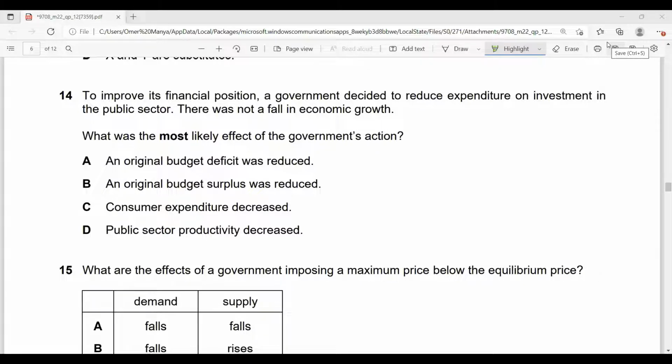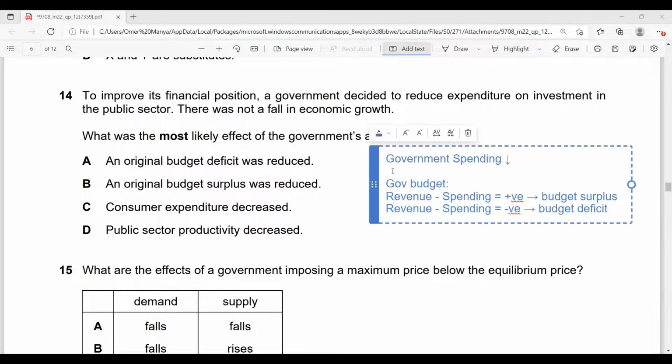Question 14. To improve its financial position, a government decided to reduce expenditure on investment in the public sector. There was not a fall in economic growth. What was the most likely effect of the government's action? Let's discuss government spending. So let's analyze the government budget.